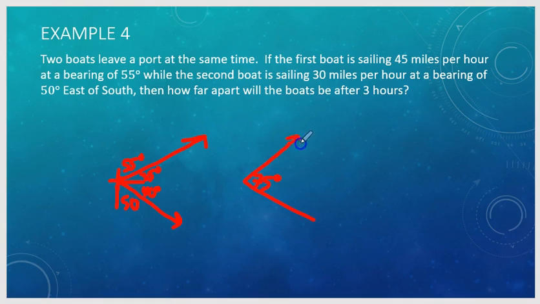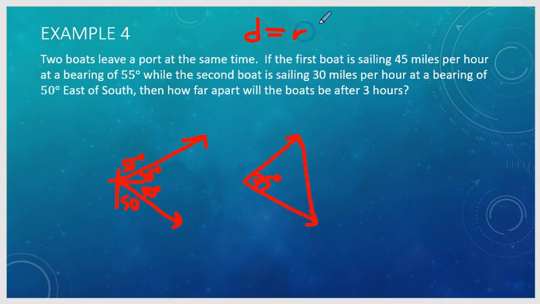And the question asks, after the boats travel in those two different directions, how far apart will they be? So we're going to be looking from the end of one arrow to the end of the other. Here's another important part of this question. Make sure that you are not putting the speeds as the sides of your triangle.